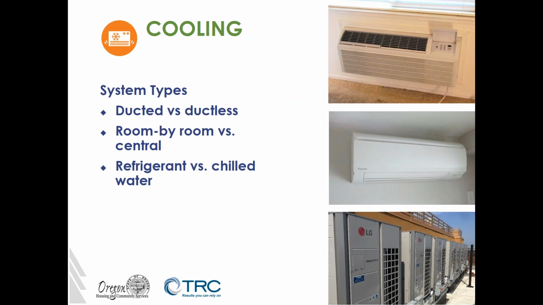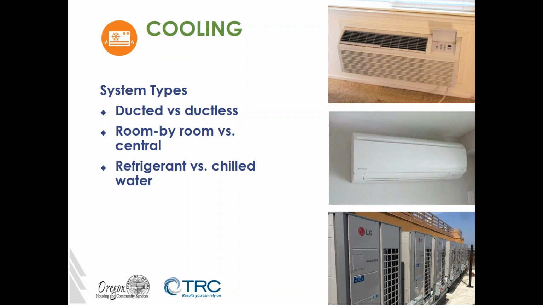So cooling systems. Cooling system types, broadly speaking, there are a lot of them, but broadly speaking, you might have a ducted system or a ductless system. You could have room-by-room systems with a cooling unit in each room, or you could have a central system that's ducted to all of the rooms. And then all cooling systems use some form of refrigerant, but some systems are moving the refrigerant around the building, and others may be using chilled water and moving chilled water around the building to deliver to various spaces.